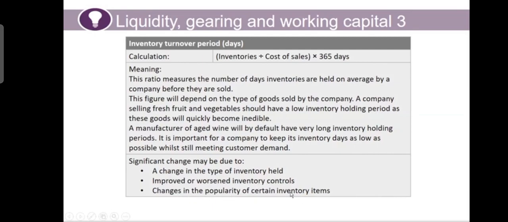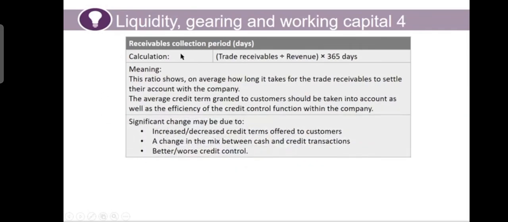Maybe some inventory items, their sale go down, and therefore they are not sold very quickly. So you need to find out the reasons why your inventory days are increasing or decreasing, and these could be the reasons. Similarly, you have receivable collection period days.